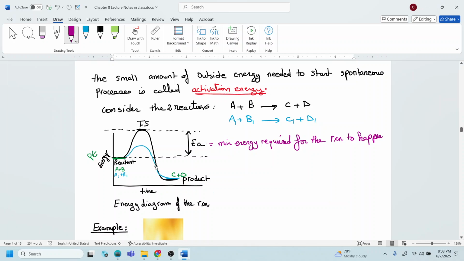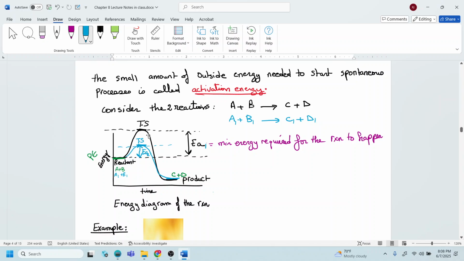Now for the second reaction, the transition state is here. This is the maximum potential energy, the maximum energy of the reaction. So this is the transition state for the second reaction. To measure its activation energy, it's between the transition state and its reactant. So that is going to be EA. Let's label this EA1. Let's label this EA2.